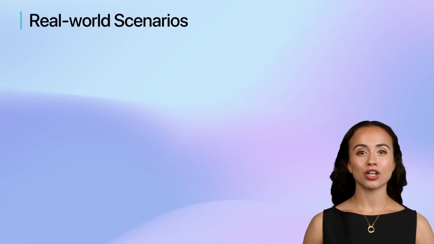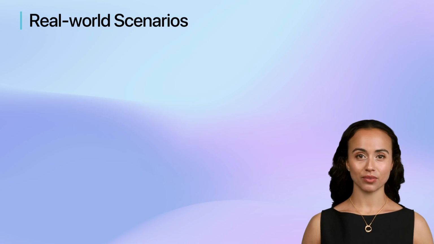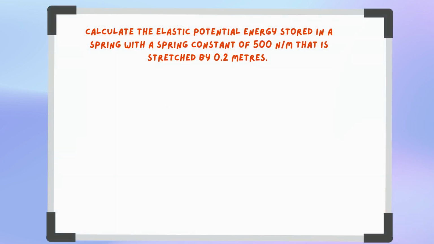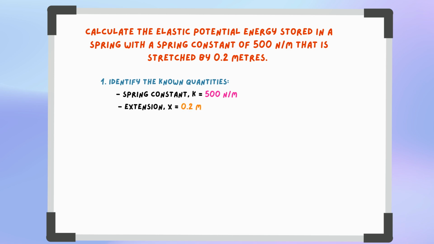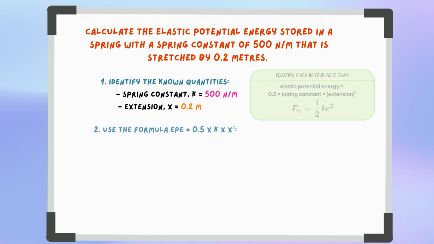Let's apply what we've learned to a few specific problems. Calculate the elastic potential energy stored in a spring with a spring constant of 500 newtons per meter that is stretched by 0.2 meters. First, identify the known quantities. The spring constant equals 500 newtons per meter. Extension equals 0.2 meters. Use the formula.